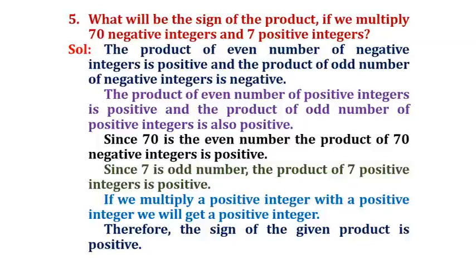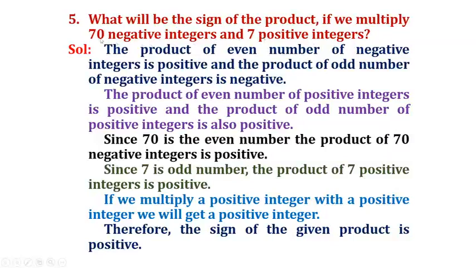Good morning, students. Now coming to the next problem in exercise 1b. So this is the fifth problem. What will be the sign of the product if we multiply 70 negative integers and 7 positive integers?